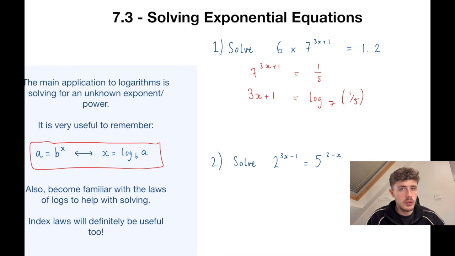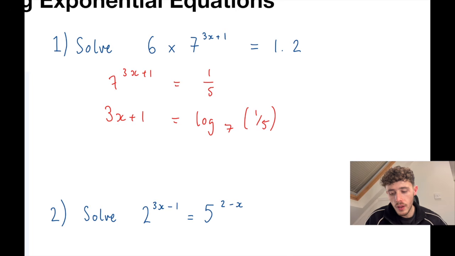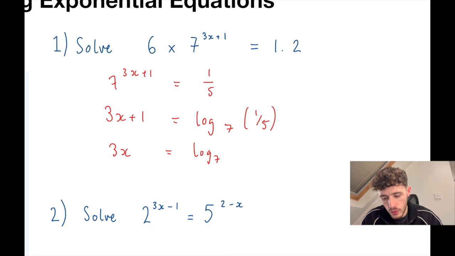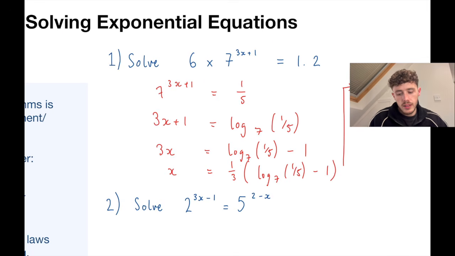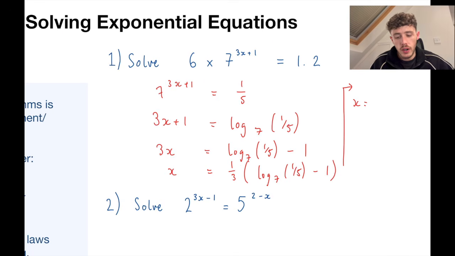I know I've said it about 10 times in this video. It is very important. It makes up this topic entirely. From here, it's fairly simple. Just solve the equation. 3x is going to equal log base 7 of 1/5. Take away 1, and then x is going to be 1/3 of all of that. And if you put that into your calculator, you'll be able to get your final answer.